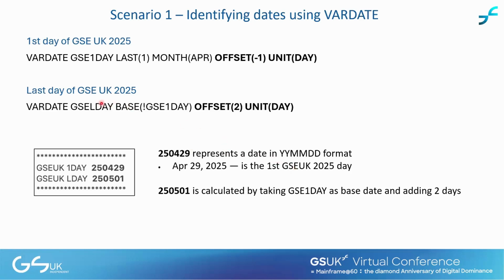In the next example, we will use the previously calculated variable GSE first day as a base, and we'll do an offset of +2 days to find the last day of the GSE UK conference, which will be 1st of May. Now I will run a live demo on our system to illustrate how this example is implemented on the system.